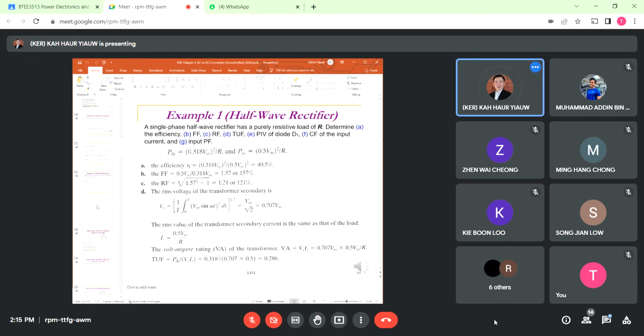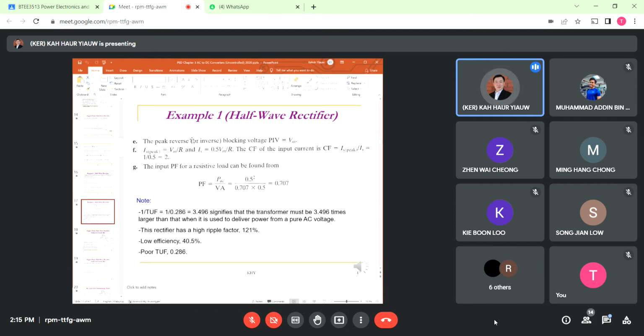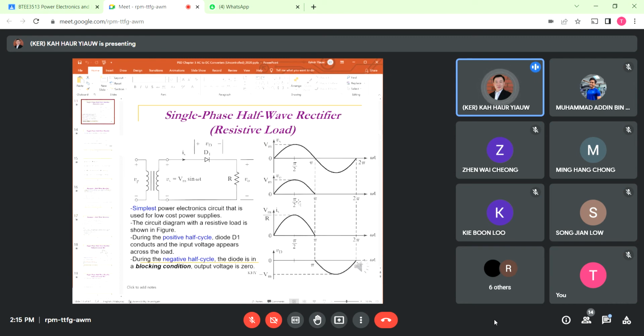And then the part E here, the PIV. PIV normally is equal to the VM. In this case, based on our measurement here, you can see this curve here, the maximum value is actually at minus VM. So you can see the peak inverse voltage of your diode is equal to VM.